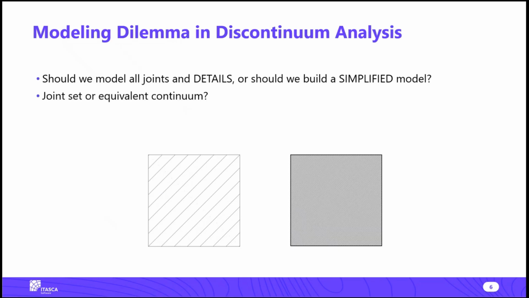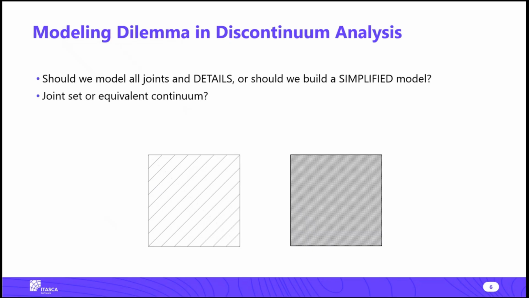Now, the question is, now that you have the ability to put in contacts and joints and discontinuities, should you? What is the situation where you would want to put in these discontinuities and model them explicitly? And what is the situation where you might want to consider an equivalent continuum and actually not put in these joints and just reduce the strength and the stiffness to account for the fact that it's full of joints?